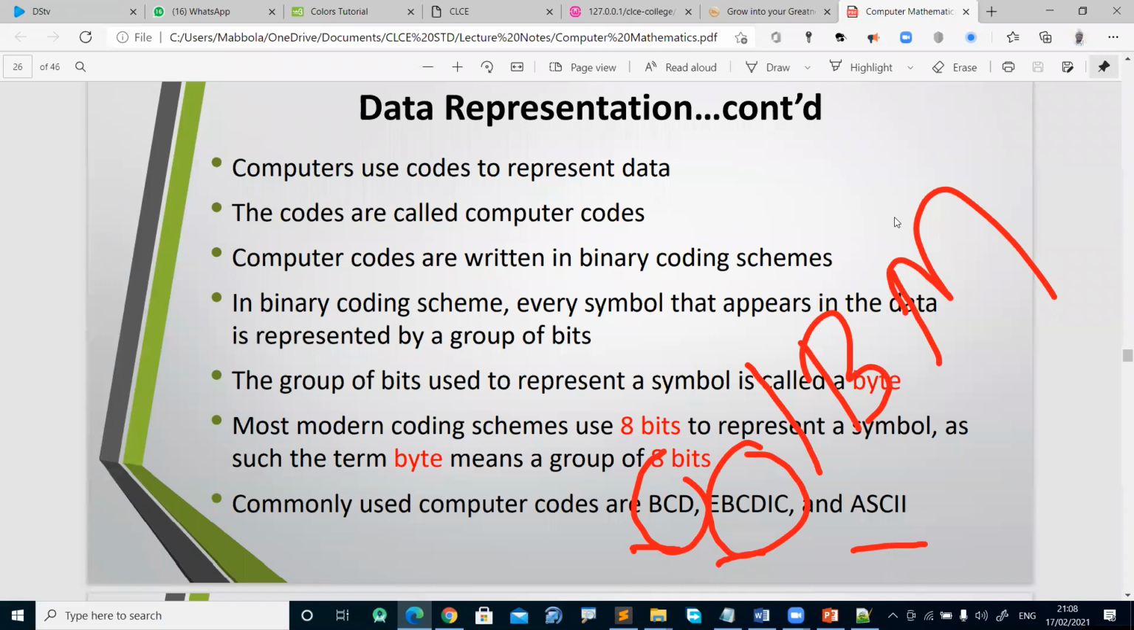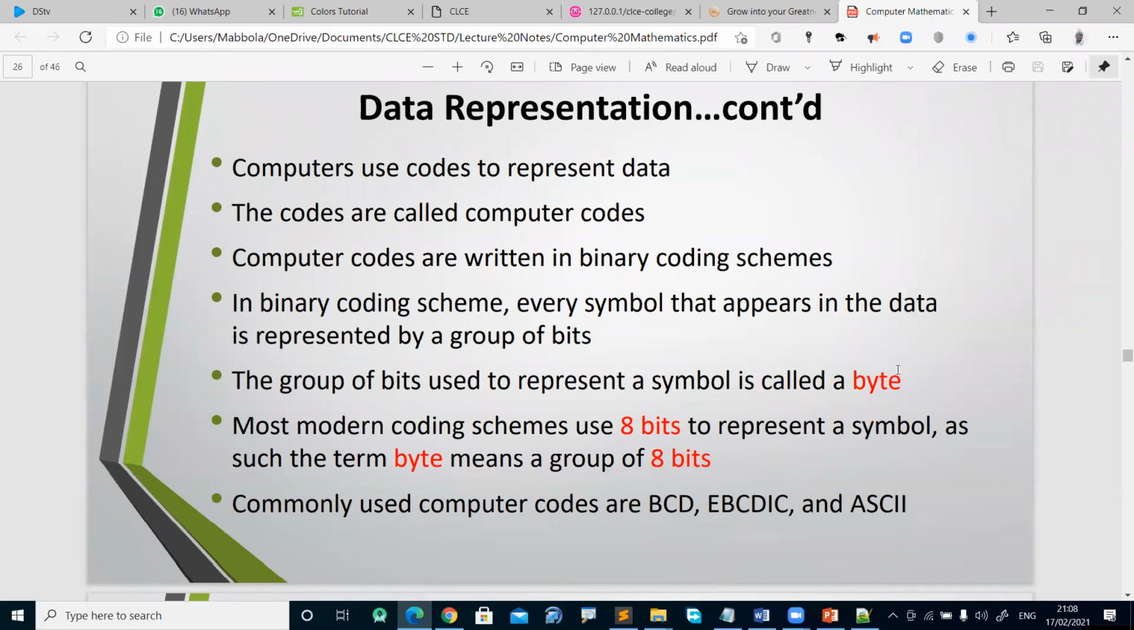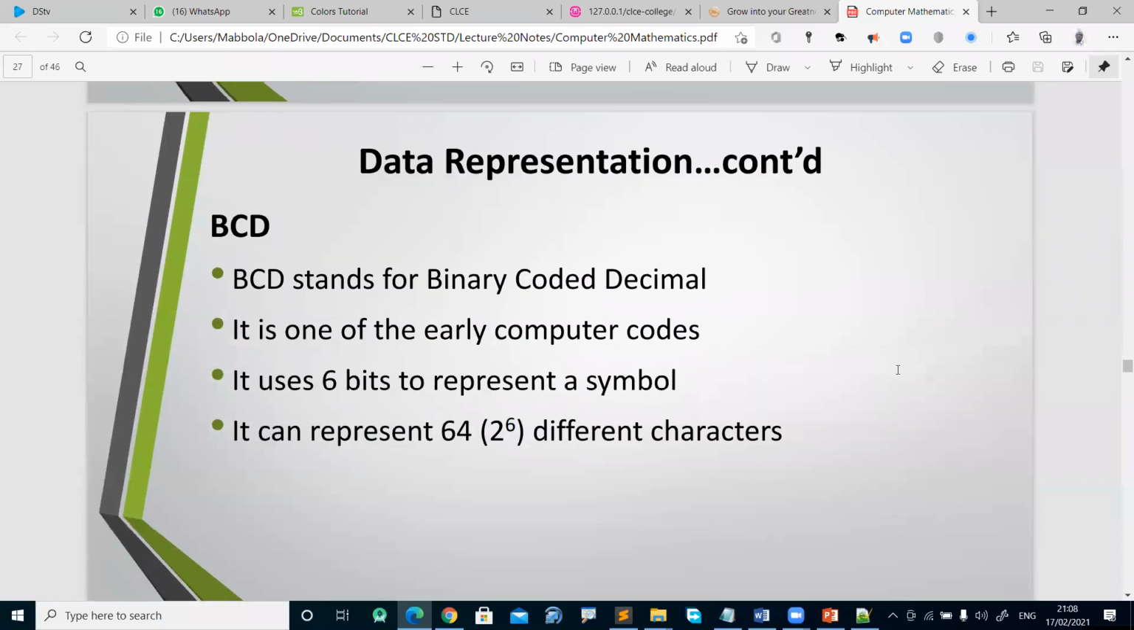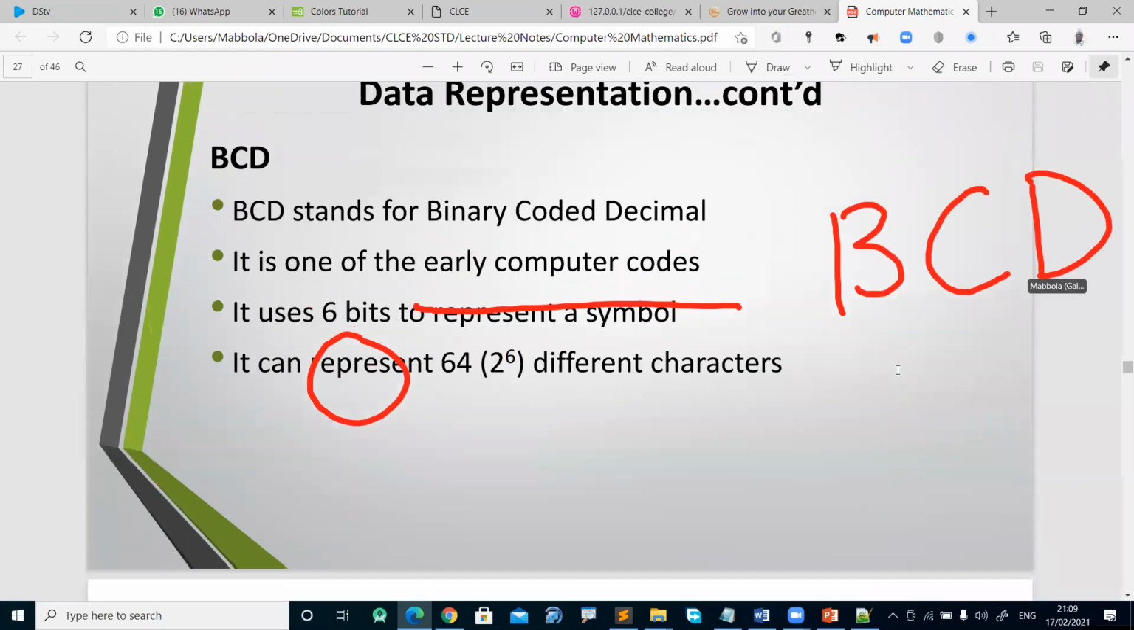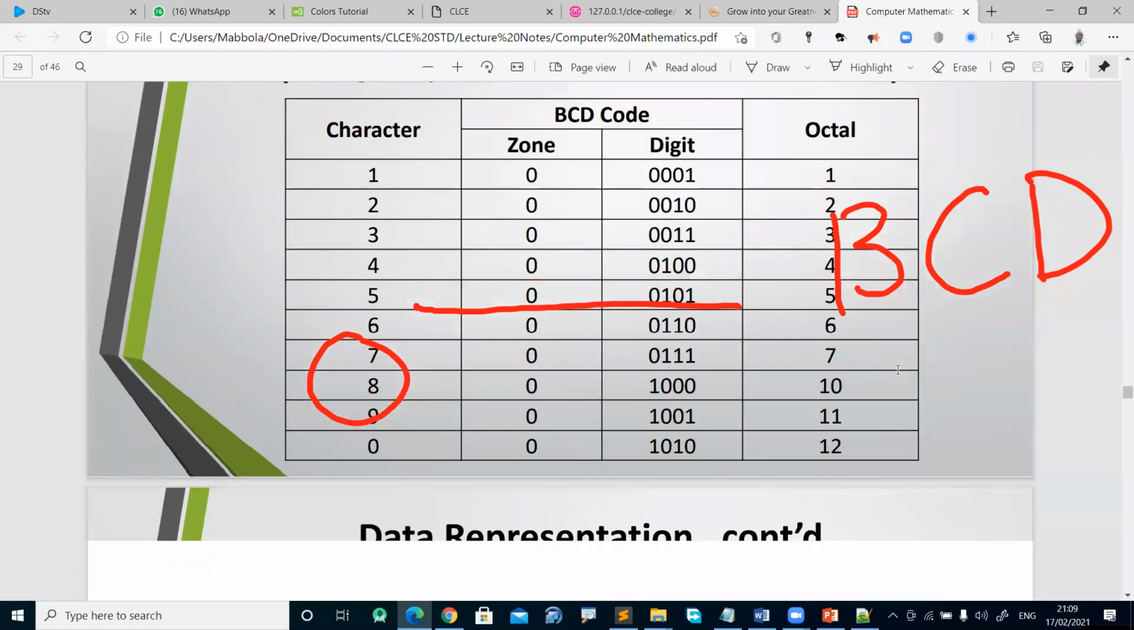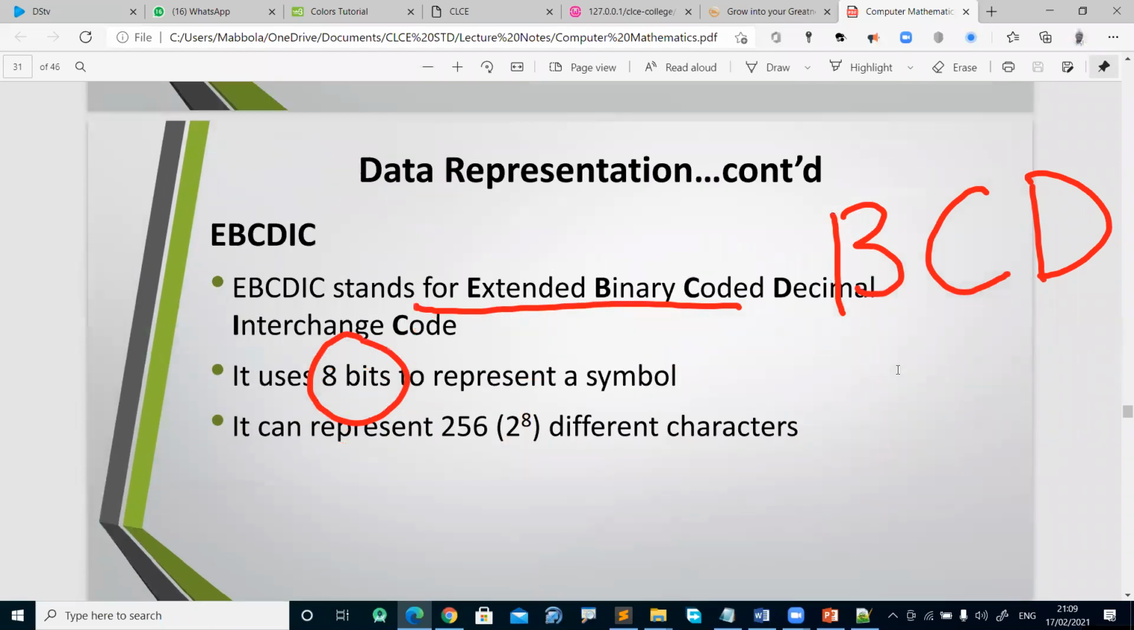Now, how many bits are they? Look at this next screen. This one, they used to present the bits. How many? 6. So BCD stands for binary coded decimal. When they increased the number from 6 to 8, this binary coded decimal changed its name to, look at what follows, extended binary coded decimal interchange code.